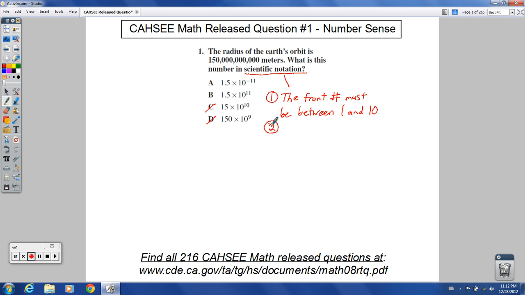And then step 2, another thing to think of, this number, this power after the 10. So let's write that down here, the power after the times 10. That needs to match up with the number of places you move the decimal.